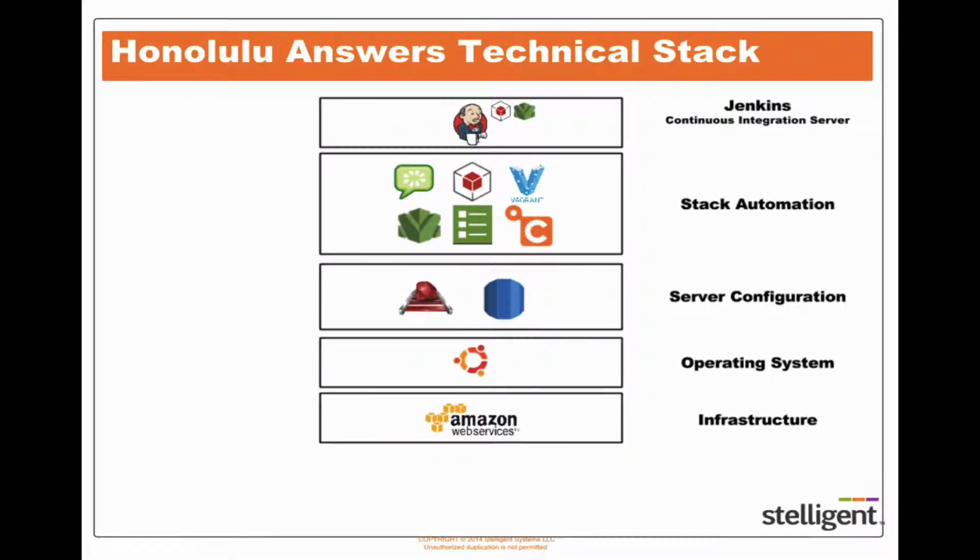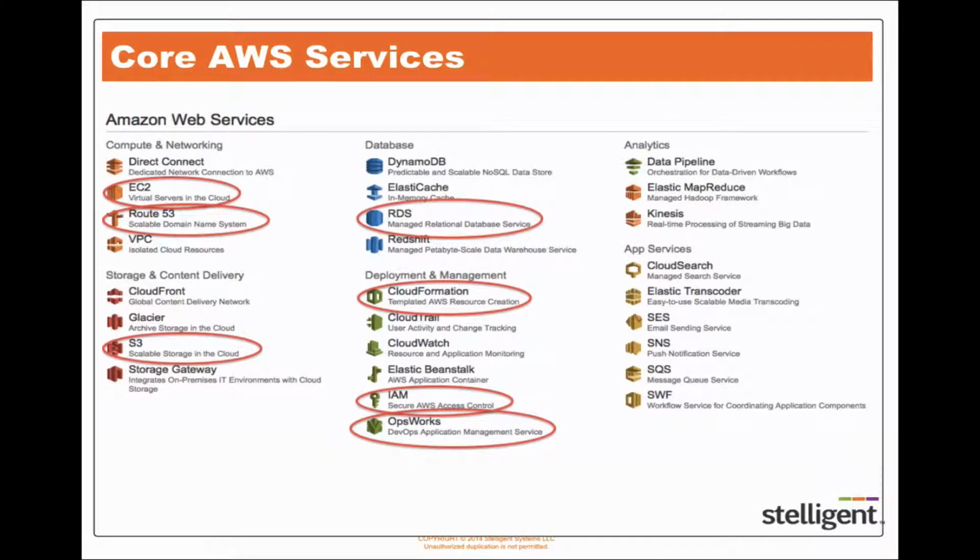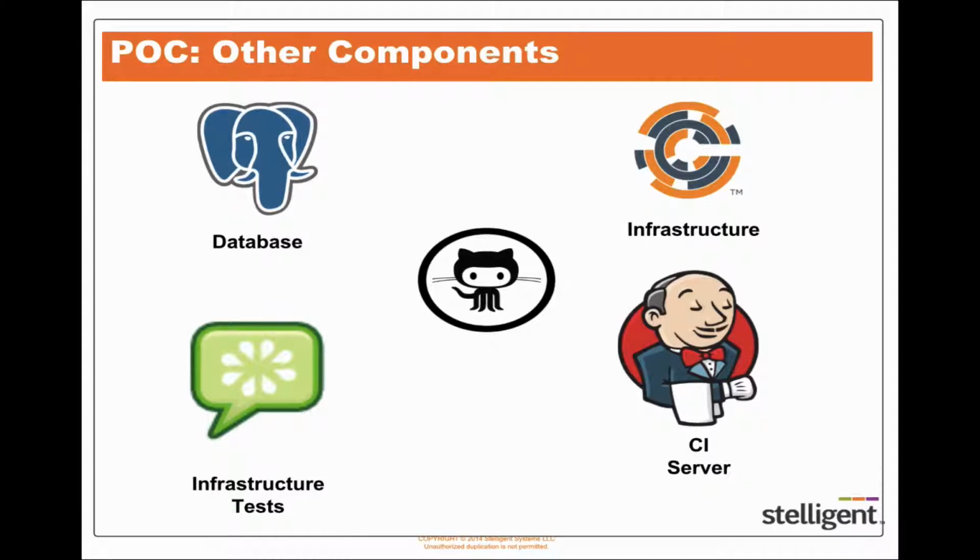In deploying to AWS, the core services we're using are OpsWorks, which is a DevOps application management service, CloudFormation, an infrastructure automation tool, and AWS's relational database service known as RDS. We're also using Route 53. Now, OpsWorks uses EC2, and we're using security groups and DB security groups in AWS. Finally, we're using Chef and Cucumber for infrastructure automation and acceptance testing.